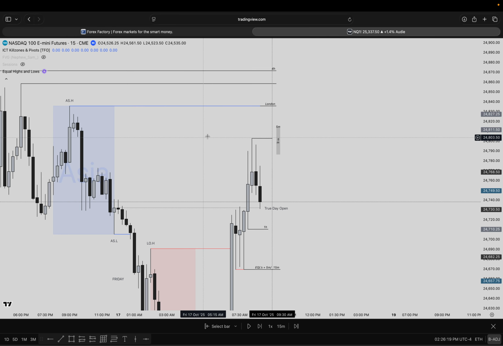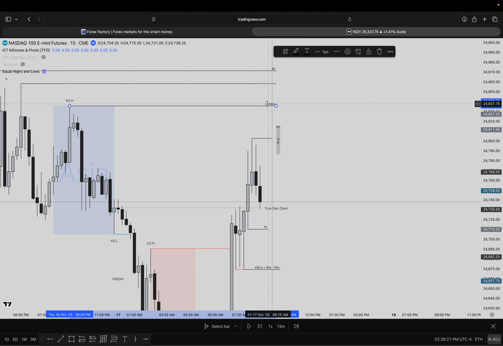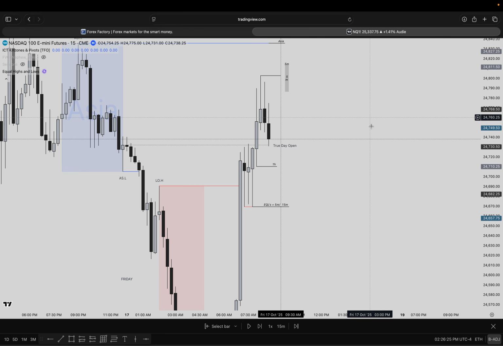And we have London high right there, or Asia. I don't know why I have this marked out as London. All right, we have an hourly right there. We have equal lows, which is also a 5 and a 15 minute.